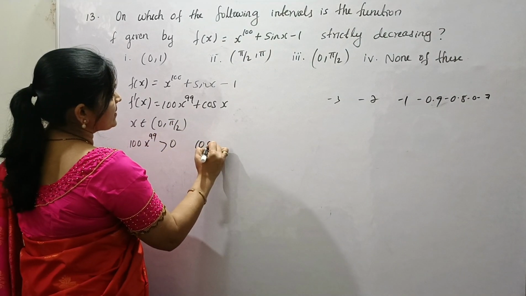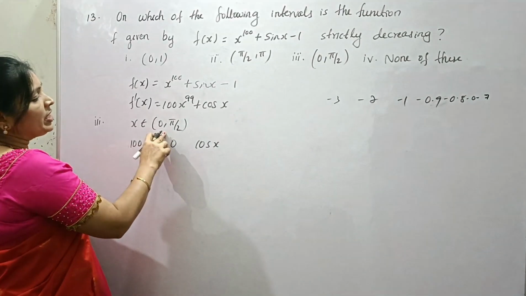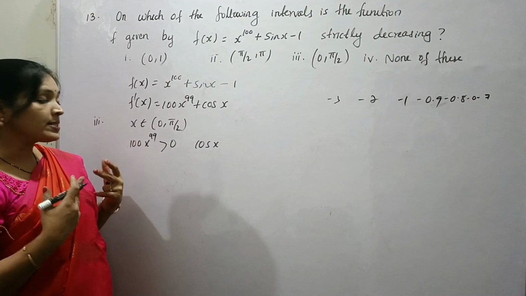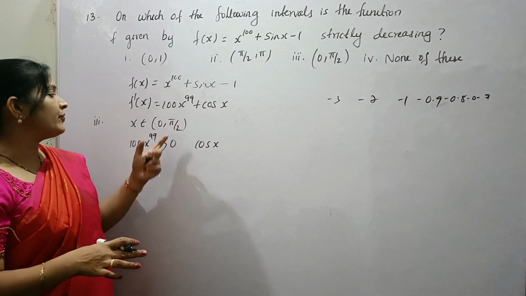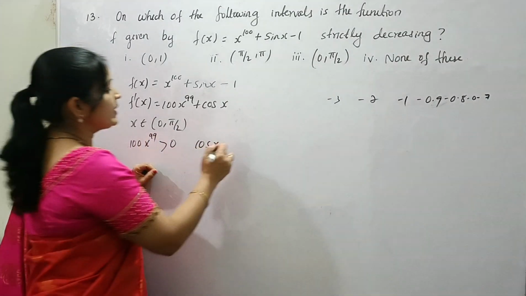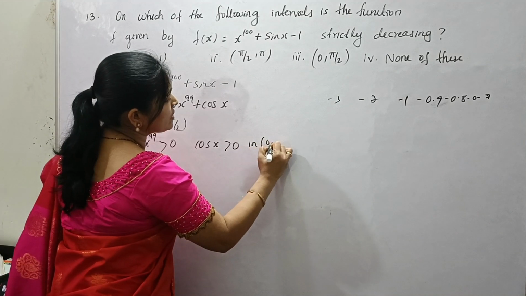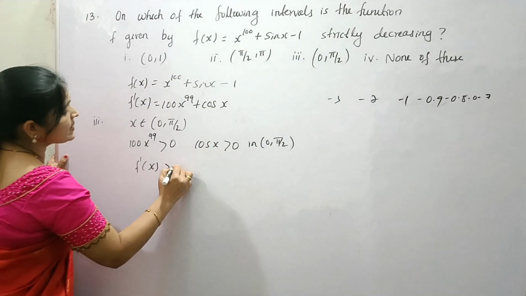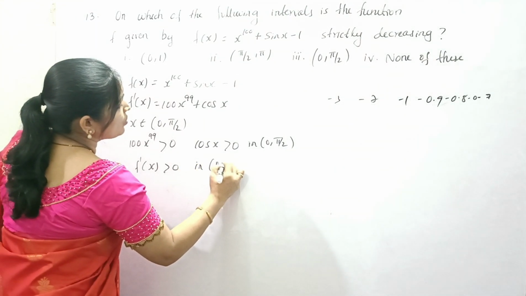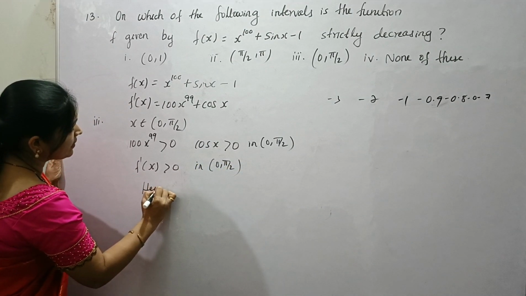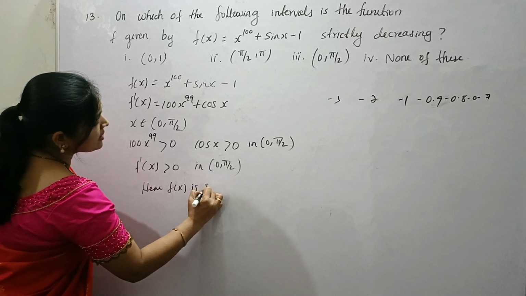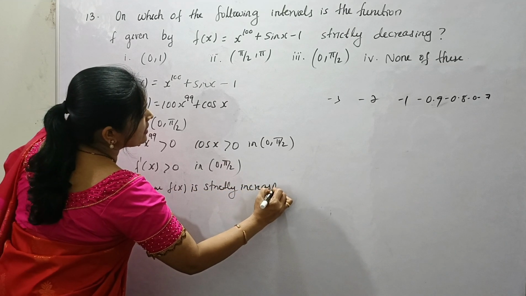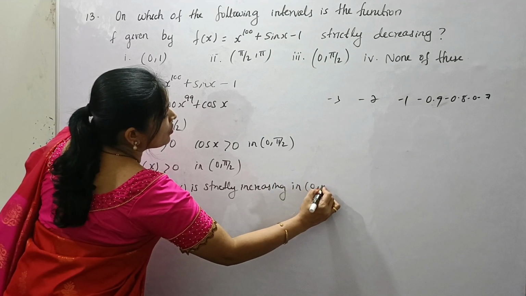And what about cos x? See here, our interval is 0 to pi by 2. It lies in the first quadrant. Since cos x is positive in the first quadrant, we can say cos x is greater than 0 in 0 to pi by 2. Therefore, f dash of x is greater than 0 in 0 to pi by 2. Hence, f of x is strictly increasing in 0 to pi by 2.